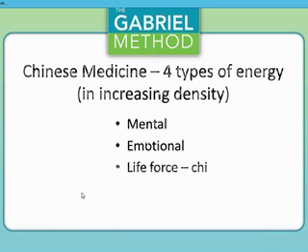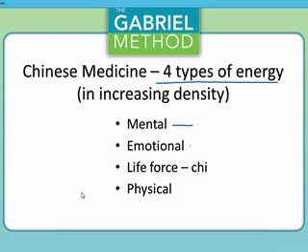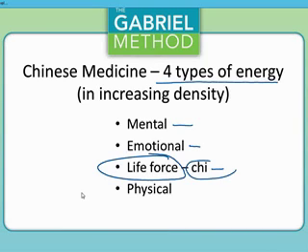What Chinese medicine basically believes is that there are four different types of energy that interact within our body, in increasing levels of density. There's the mental energy, then slightly more dense is the emotional energy, and then more dense after that is the life force energy, what I call vitality, or what Chinese medicine calls qi. And then we've got our physical energy, which is even more dense.